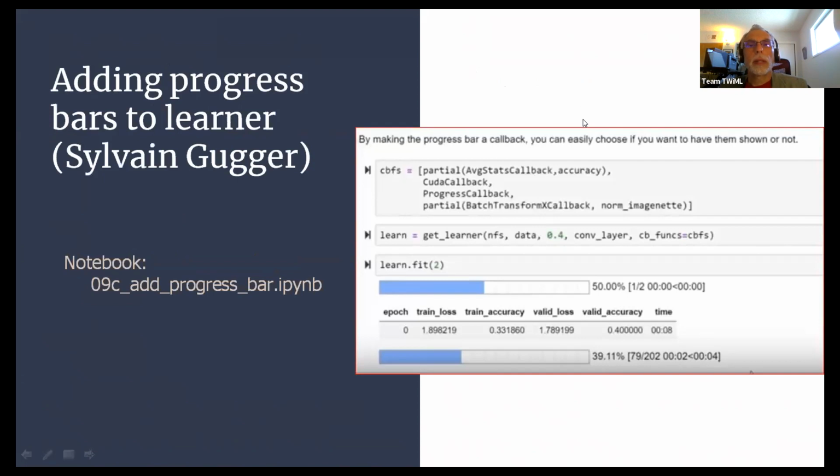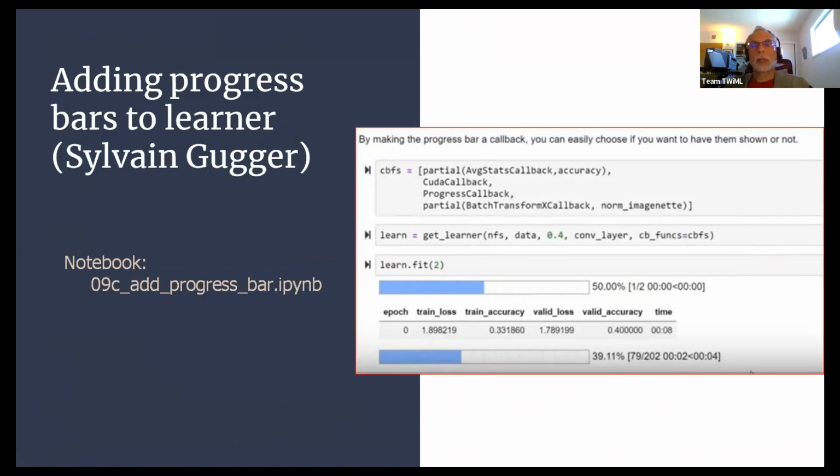Okay, and then I think the last or second to the last notebook is this clever thing that Sylvain came up with, adding progress bars to the learner. And so we have a notebook that goes through it, and we call it 09C_add progress bar. I took a screenshot of it to show you how nice it is. As you're training, you see the progress bar, and you're not left in the dark wondering how long you're going to have to sit there in front of your machine until it completes. It's really a nice feature.